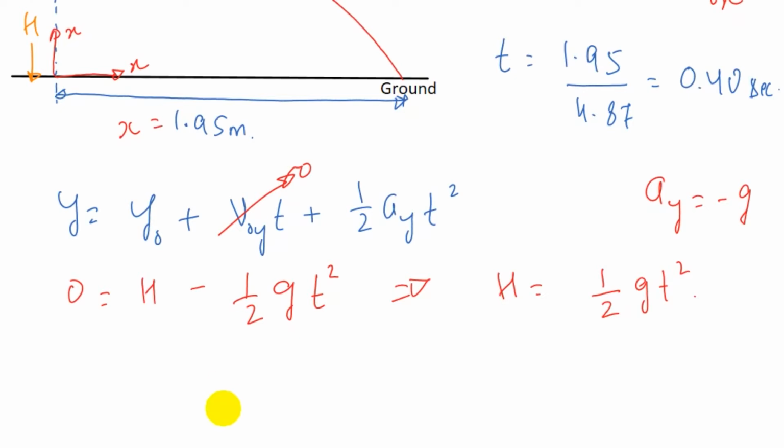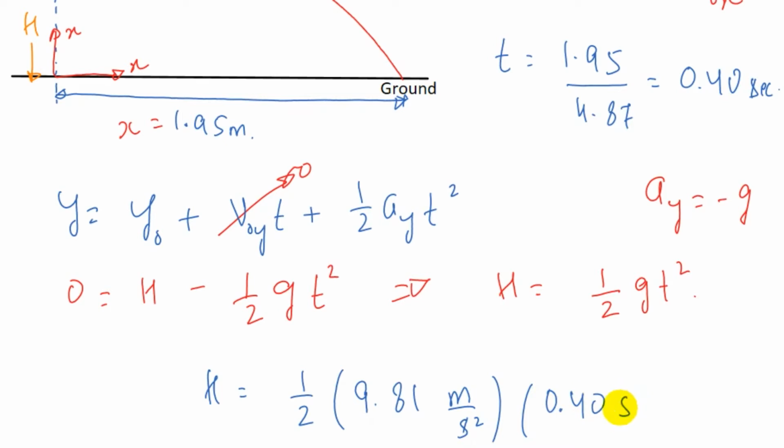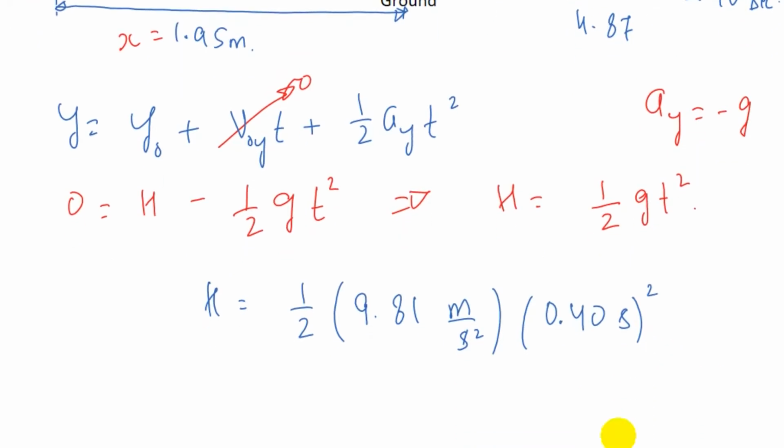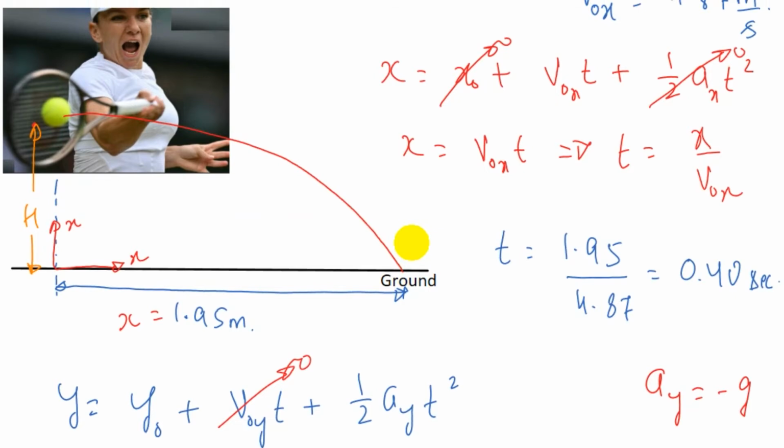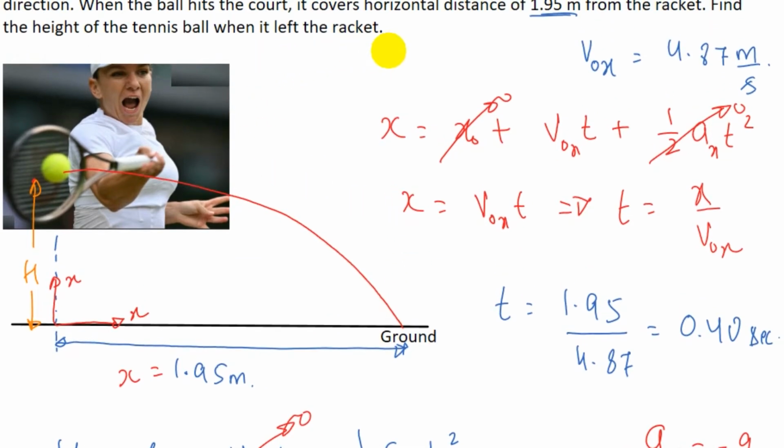So h will be equal to 1 over 2, g is 9.81 meter per second squared, multiplied with time 0.40 seconds whole square, and on further solving we'll get the height to be 0.785 meter. So this is the required height of the tennis ball when it left the racket.